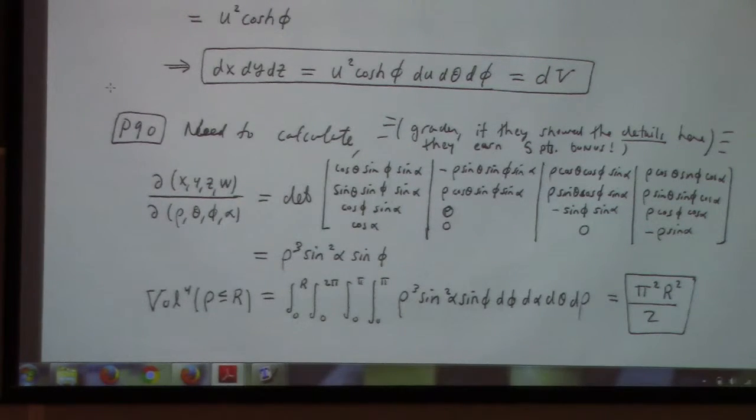Yes, sir. This one you gave us R is equal to 1. Oh, r was equal to 1? Oh, okay, so it should be pi squared over 2 then. Yeah. Oh, it's because it's a unit 3-sphere.